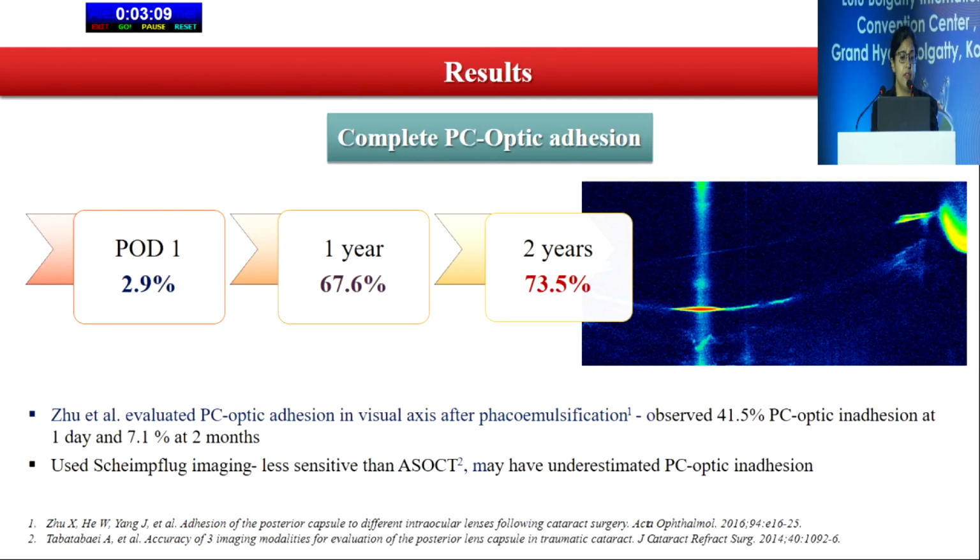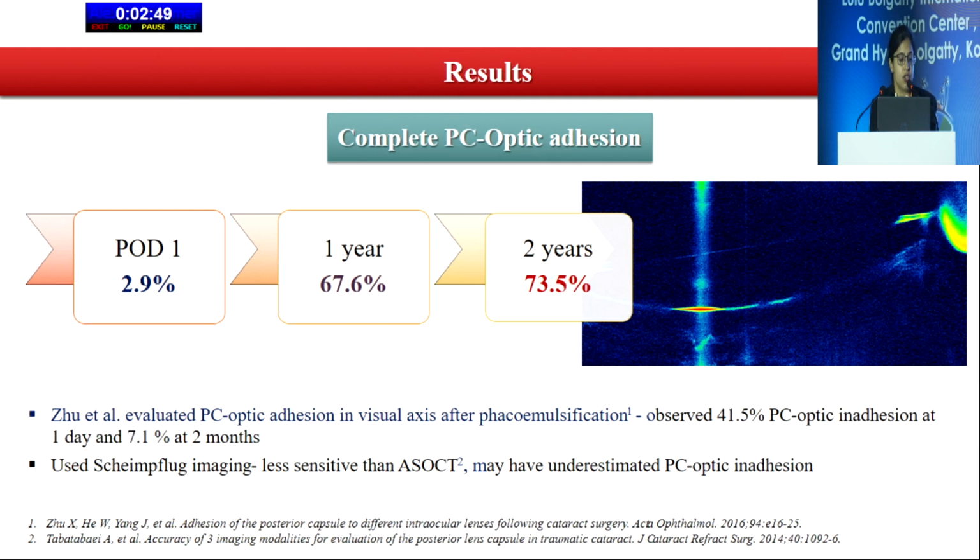On postoperative day 1, 2.9% of our cases had a complete PC optic adhesion. The figure increased to 67.6% at 1 year and 73.5% of cases at 2 years. Of note, more than 25% of cases at 2 years still had persistent PC optic non-adhesion.